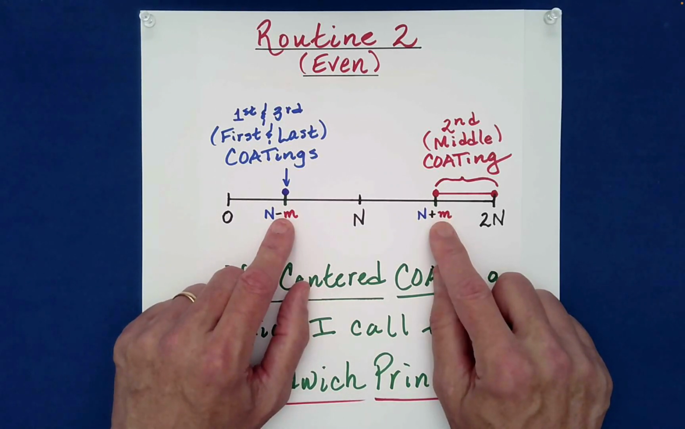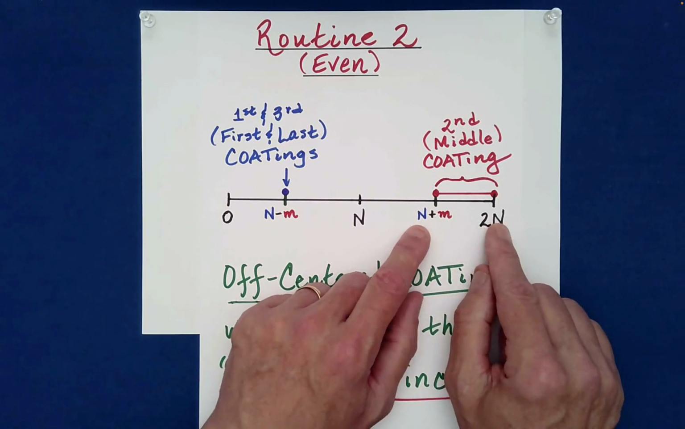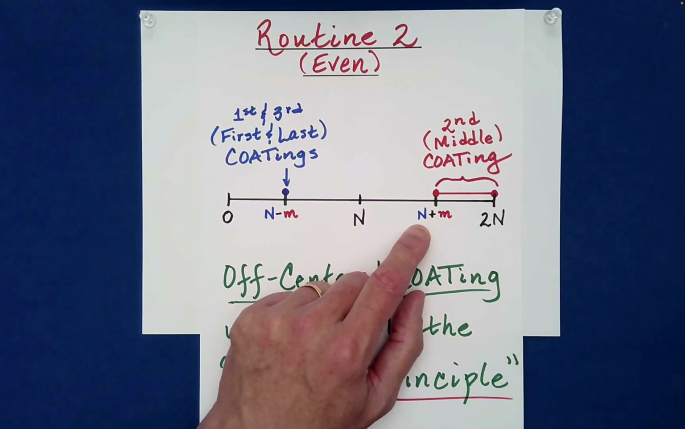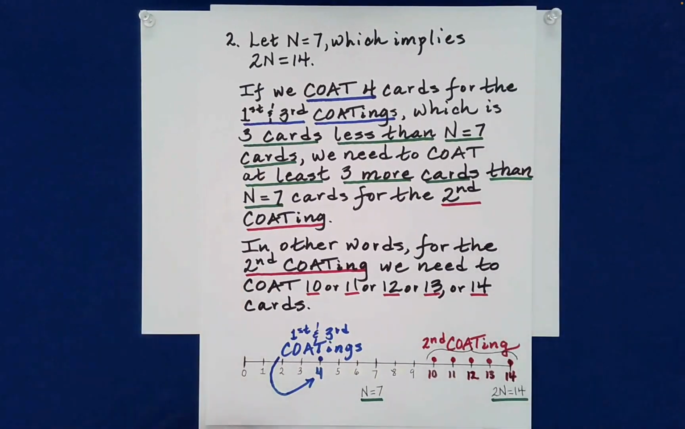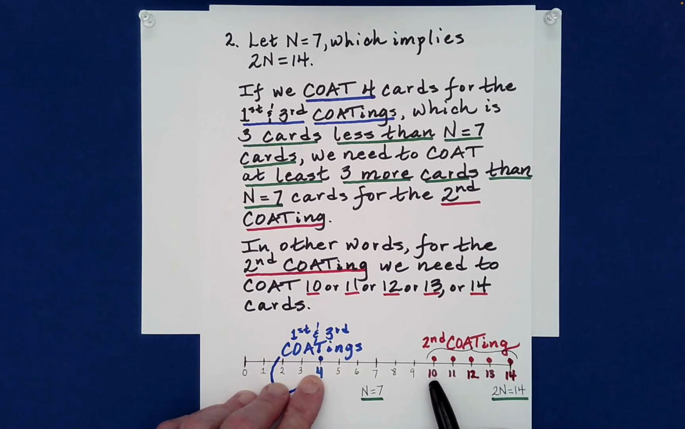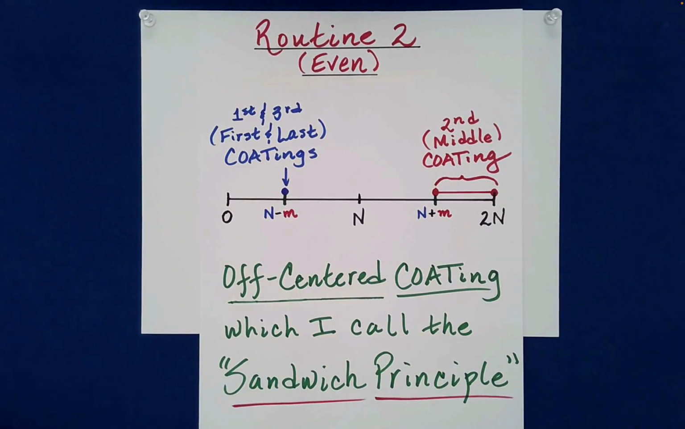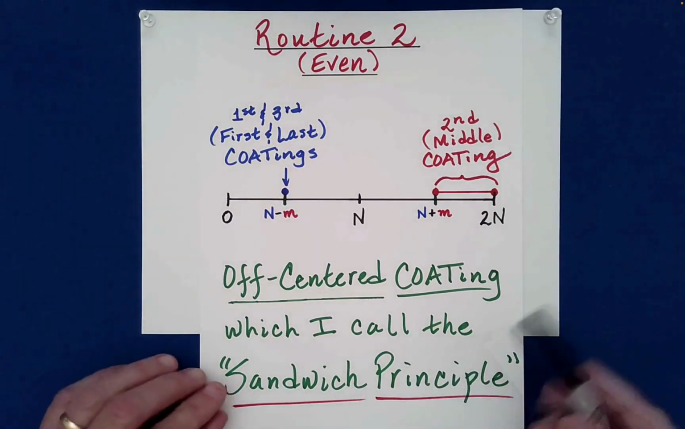But not only that, you can also coat beyond that number up to the total packet size. Okay? And that was what we were seeing with the previous write-ups, if you think about it, right? Because I indicated that this one here, 4, is 3 units below n equals 7. It's 3 units below, 1, 2, 3. Well, what that means then is you're going to have to coat at least 1, 2, 3 above n equals 7 for the second coating. And so if we coat at least 10 or more, this phenomenon will work for us, okay? So the original name is off-centered coating.